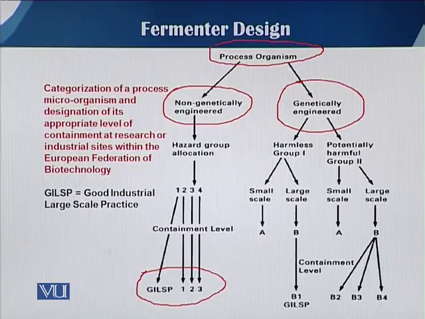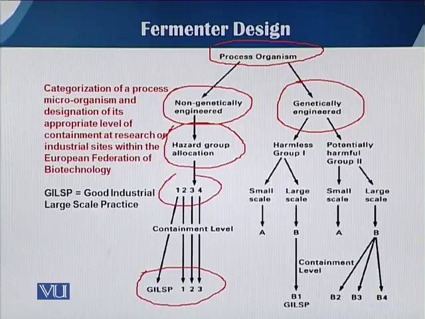If it is non-genetically engineered, that is a wild strain, and then it may be a pathogen, and based upon the 8-point criteria described by Colon 1992, we give the 4 levels. So for the containment level, you can easily see that the wild type has first the 0 category, GILSP, meaning good industrial large scale practices are required, then the first category, second category and third category.